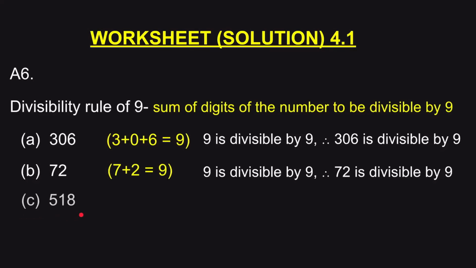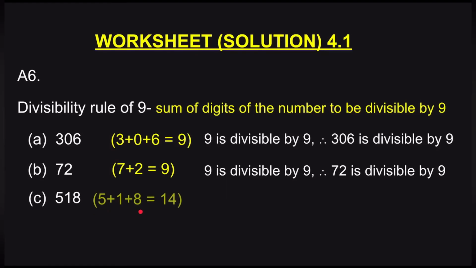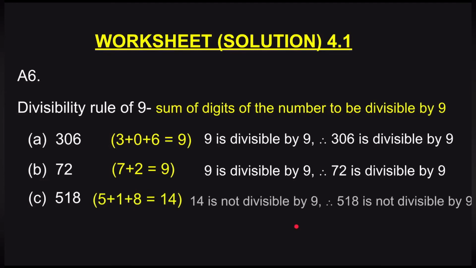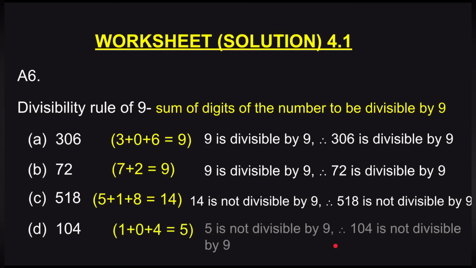C part, 518. 5 plus 1 plus 8 is equal to 14. 14 is not divisible by 9. Therefore, 518 is not divisible by 9. D part, 104. 1 plus 0 plus 4 gives us 5. 5 is not divisible by 9. Therefore, 104 is not divisible by 9.